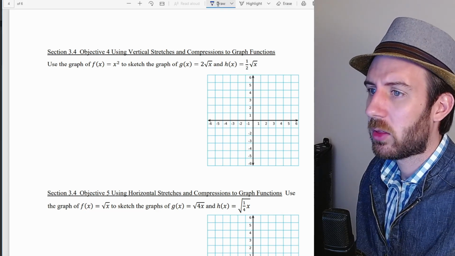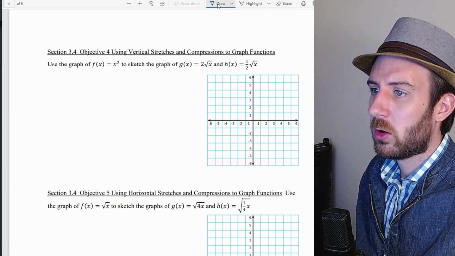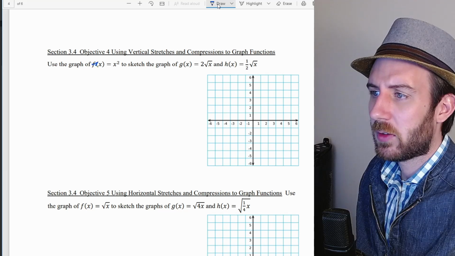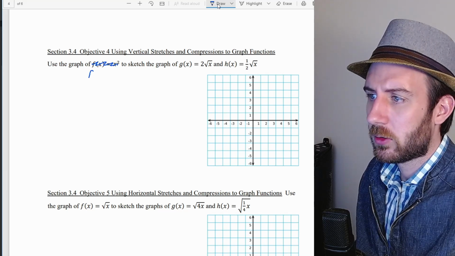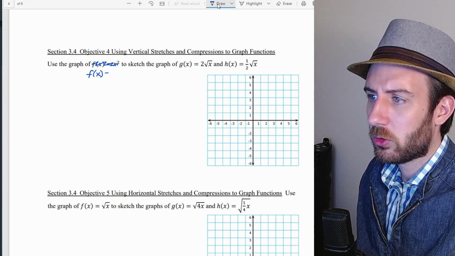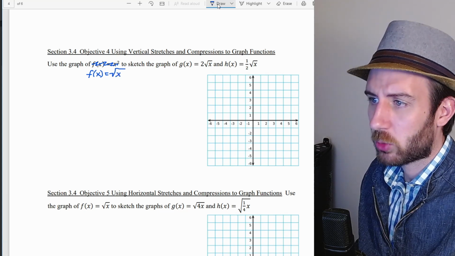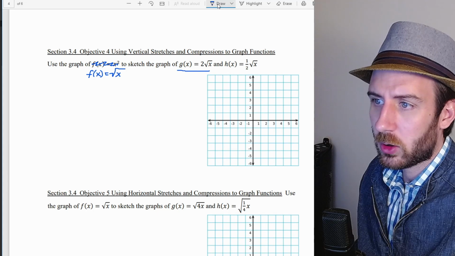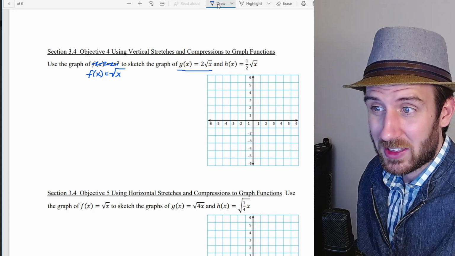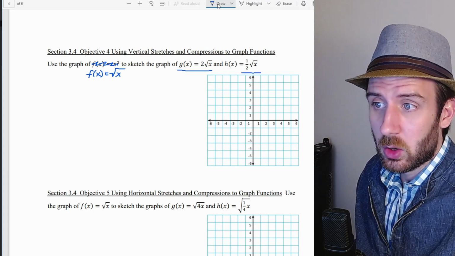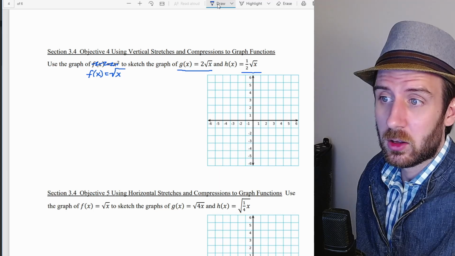So now let's play around with, I think this is a typo. Let's make this f of x equals square root of x. Change your notes to that. f of x equals square root of x. There we are. So use the graph of f of x equals square root of x to sketch this one here. It looks like we're going to be multiplying by 2 on the outside, and here we're going to be multiplying by 1/2 on the outside.